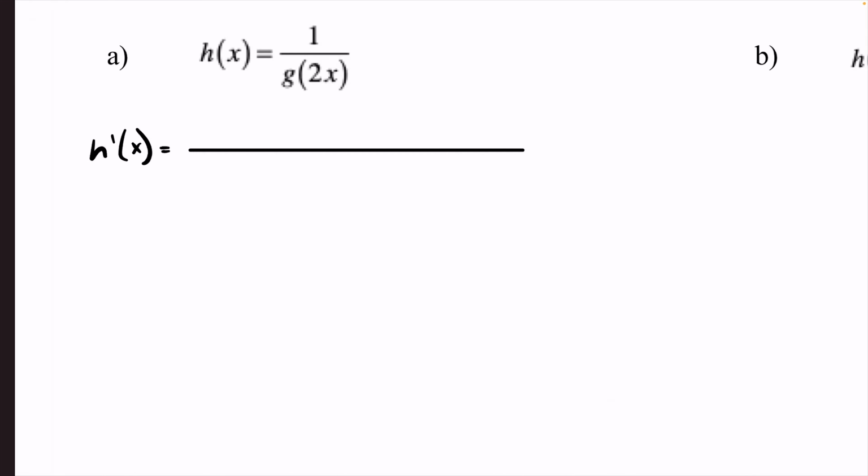Okay. Low times the derivative of the high. Well, what is the derivative of the top? 0, yep. Minus the high times the derivative of the low. How do I find the derivative of the low? How do I find the derivative of this guy?